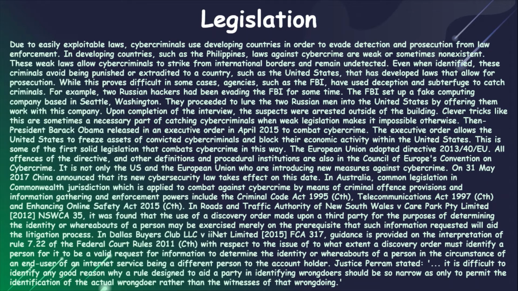For example, two Russian hackers had been invading the FBI for some time. The FBI set up a fake computing company based in Seattle, Washington. They proceeded to lure the two Russian men into the United States by offering them work with this company. Upon completion of the interview, these suspects were arrested outside of the building. Clever tricks like this are sometimes a necessary part of catching cyber criminals when weak legislation makes it impossible otherwise. Then, President Barack Obama released an executive order in April 2015 to combat cybercrime.